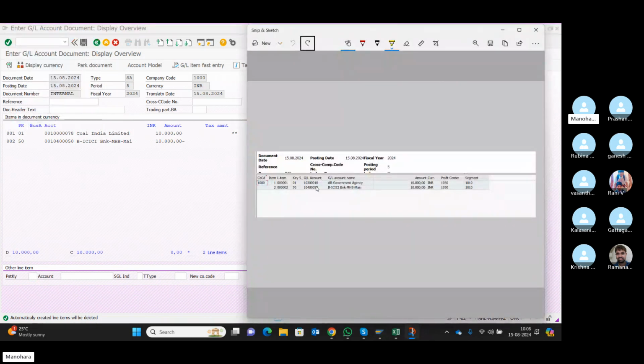So what GL is coming? Reconciliation GL is coming, right? Reconciliation. We are going to the vendor master level, right? Reconciliation. AR government agency is the reconciliation GL you are saying, right? Yes. The Coal India Limited is the... So I am telling you, this is a reconciliation.